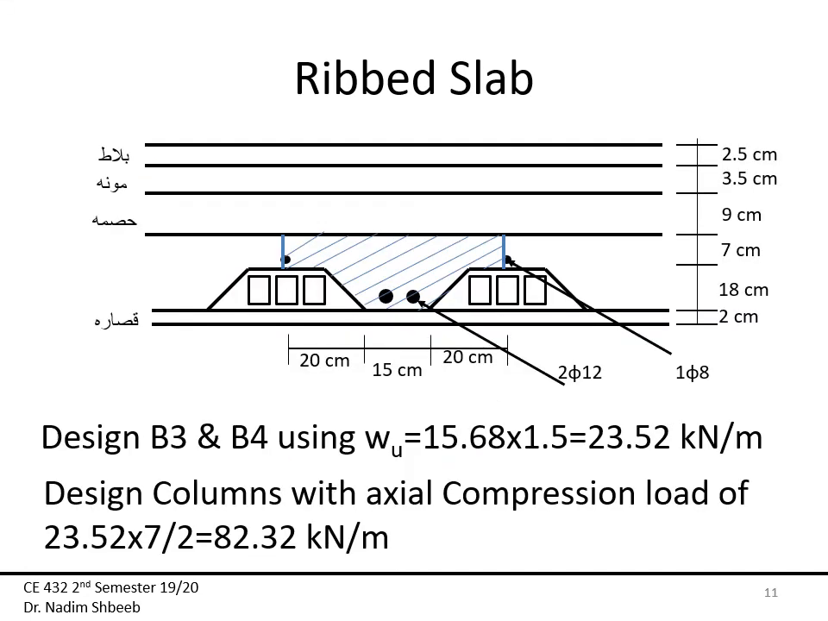So if you want to continue the design, if you want to design the beams B3 and B4, then we use an ultimate load of 15.68 times 1.5. Again, half the slab since it's 3 meters. So that will be your ultimate load on the beams. If you want to design the columns, which we're going to get to hopefully in the coming 2 weeks, then the axial load is going to be 82.32 kilonewton only. Forget this, it's not going to be mirror. Okay.